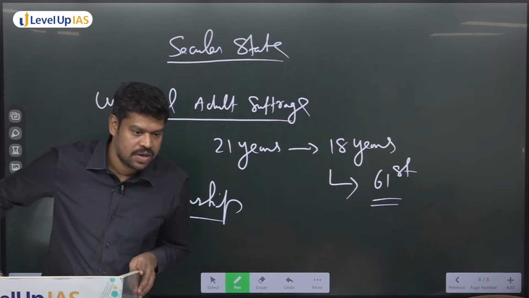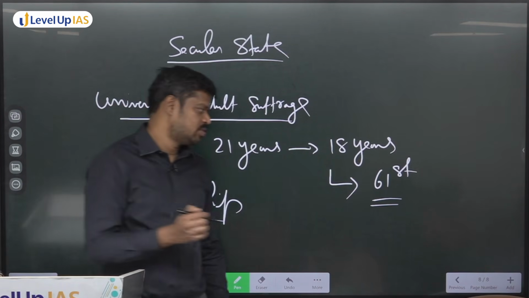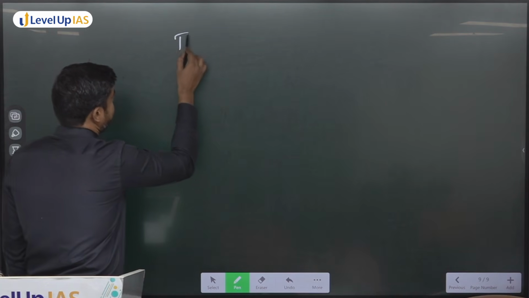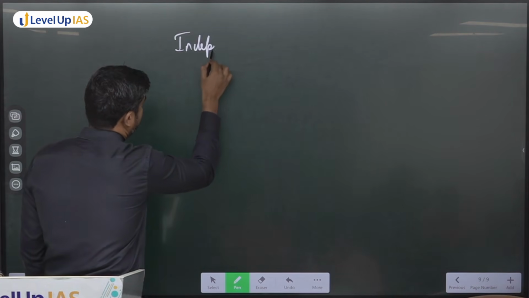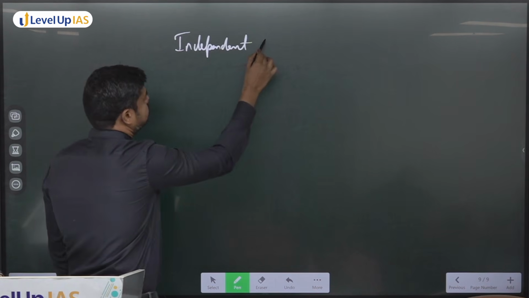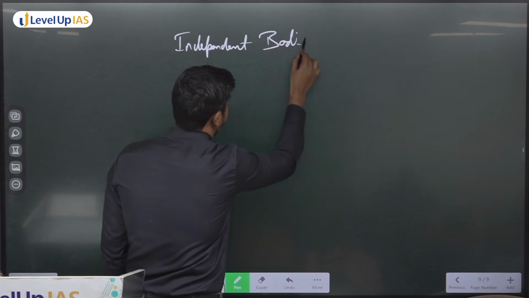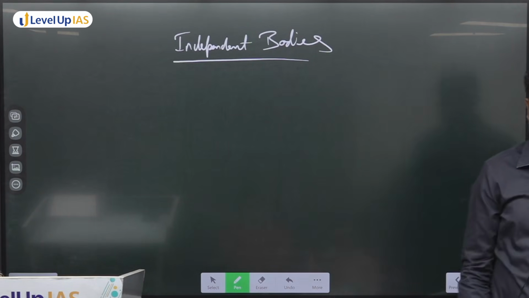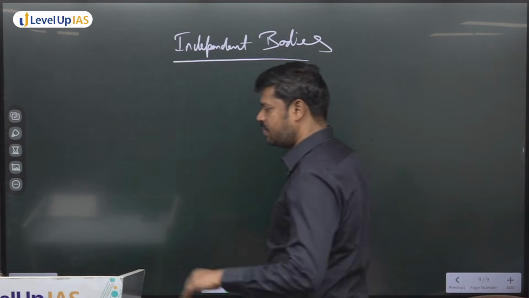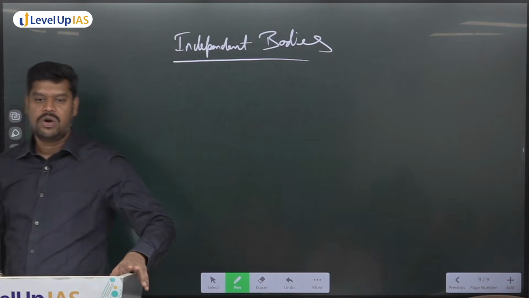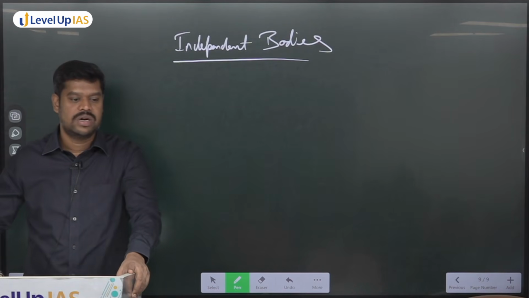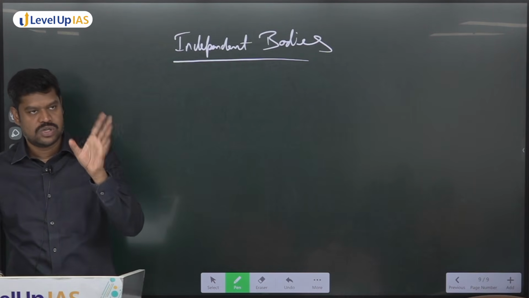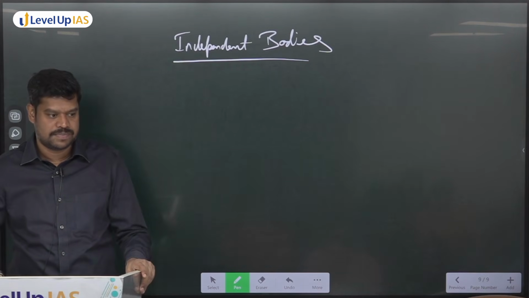Very good. Independent bodies. So write down. This is something that we will discuss. Independent bodies. Now, what do you understand by independent bodies? Before I go to the independent bodies, we have seen three important organs in the state. So what are the three important organs in the state? Legislature, executive and judiciary. We have also discussed this as a part of separation of powers.